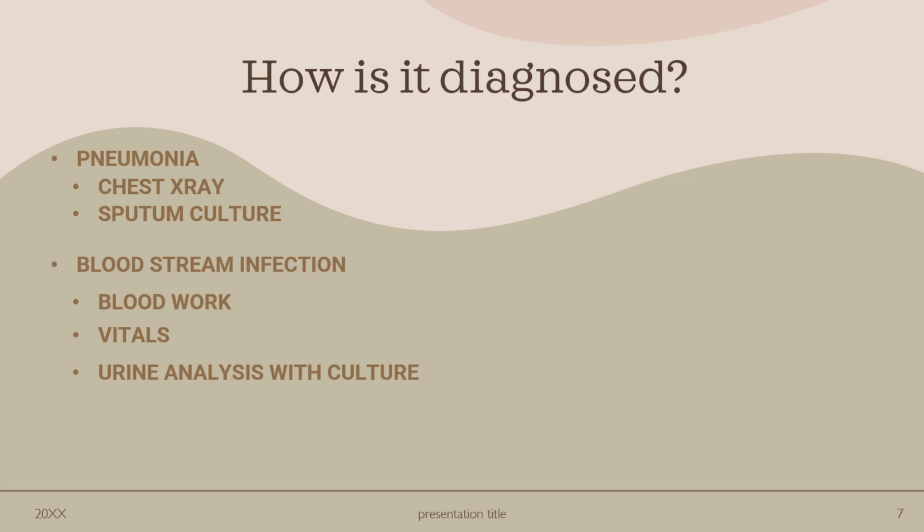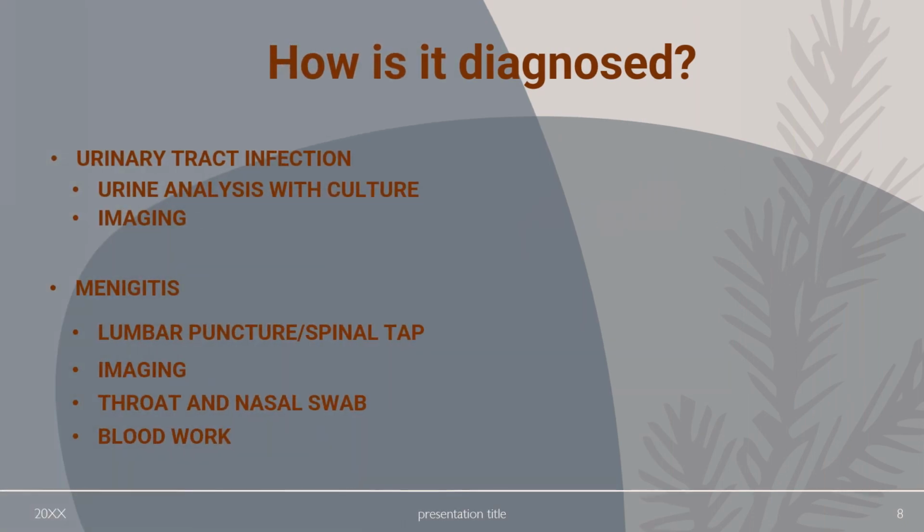Urine analysis with culture is another way that you can diagnose sepsis. They can culture your urine and see what kind of bacteria are growing in your urine. A UTI is typically diagnosed with a urine analysis with culture. Imaging is particularly used when a patient has frequent UTIs and aren't really responding to the antibiotic treatment.